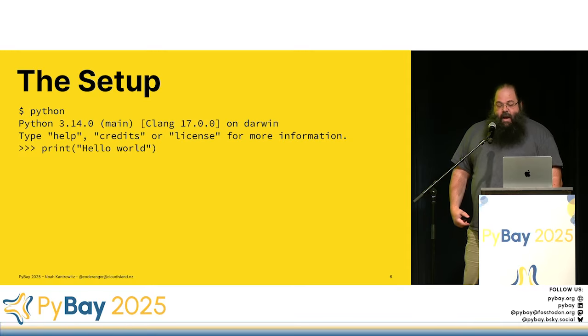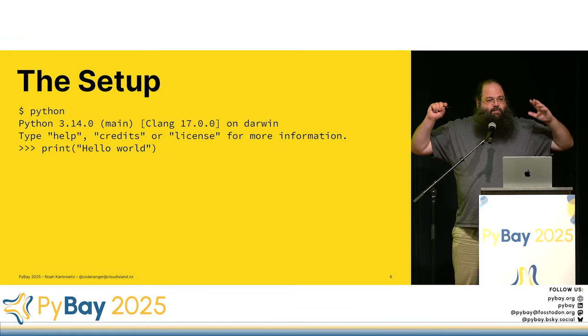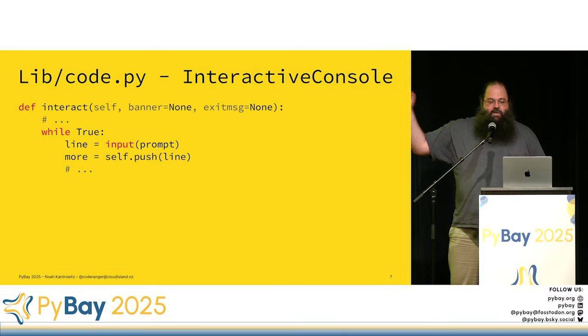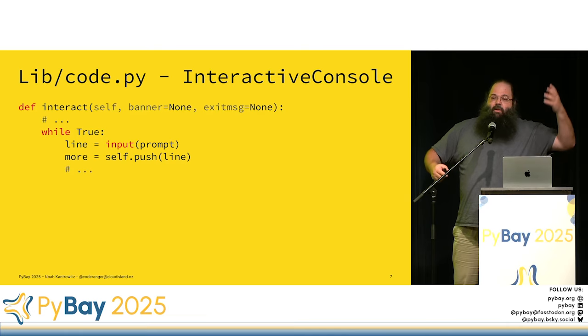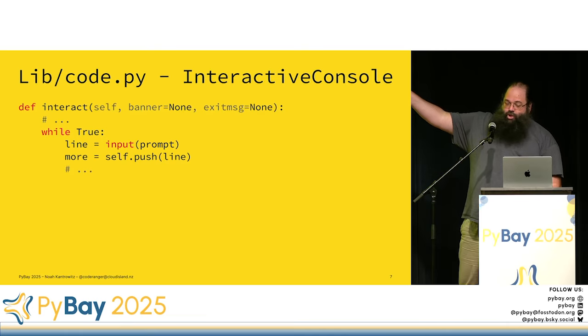We are in a Python interactive shell. We have typed in print hello world, and we have just pressed enter. What happens next? Not just saying it prints hello world, we know that. What really happens next? This is our first stop, slightly simplified. At heart, the interactive shell is a while loop calling the input function and then doing something with the string that it receives, specifically passing it to that push method.